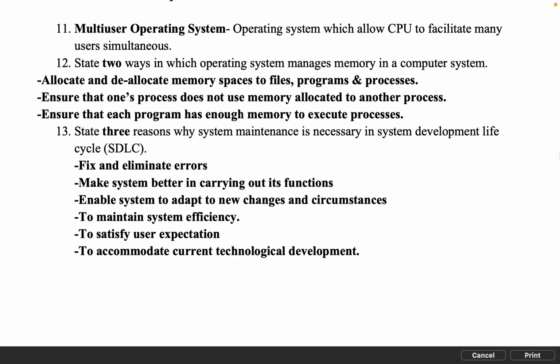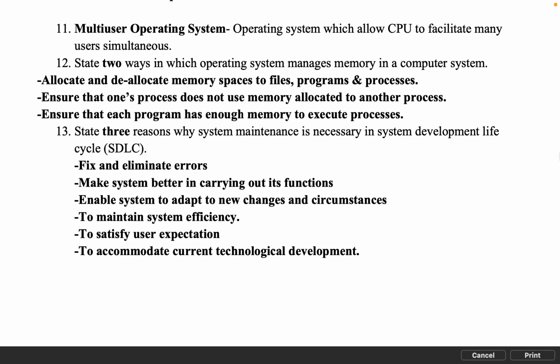State 2 ways in which operating system manages memory in a computer system. Allocate and deallocate memory spaces to files, programs and processes. Ensure that one process does not use memory allocated to another process. Ensure that each program has enough memory to execute processes.